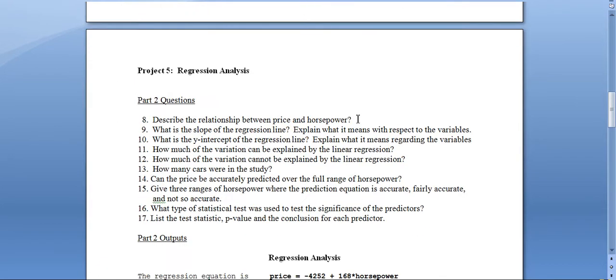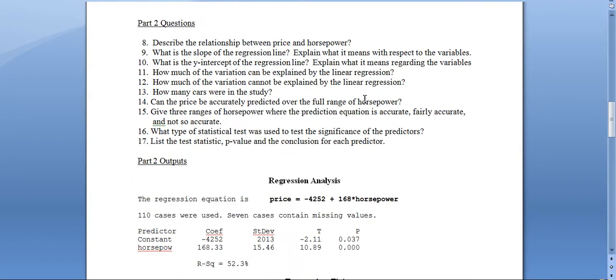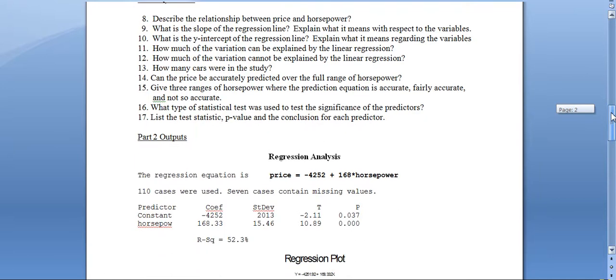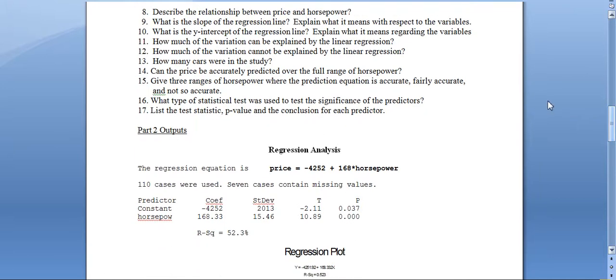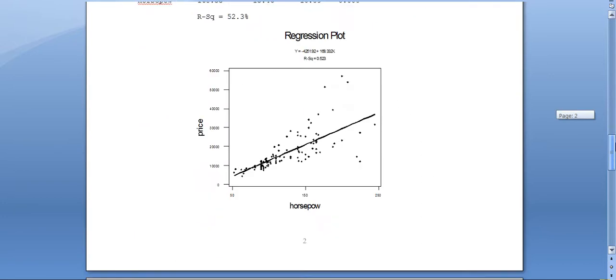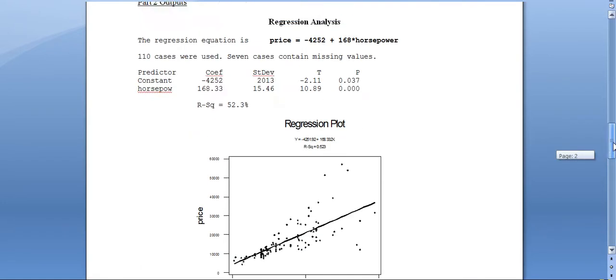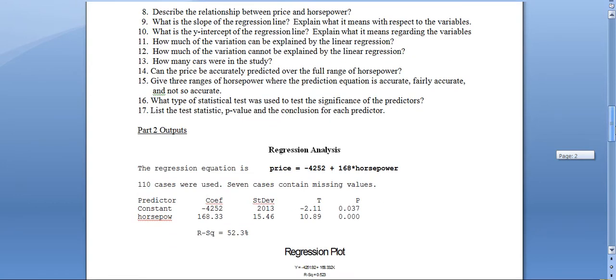Now for part 2, you're looking at regression. The questions again are just specific about that relationship between horsepower and price, and that's it. So you have one correlation that you're looking at more in depth. So here's the question. Describe the relationship between price and horsepower. And so you would look at the scatter plot shown, and we would say that's positive because they're going up, and it's fairly strong, and that's about all you have to say there. And then you go to the next question.